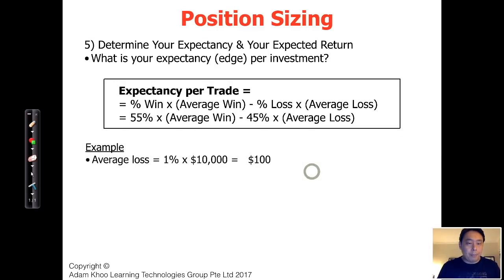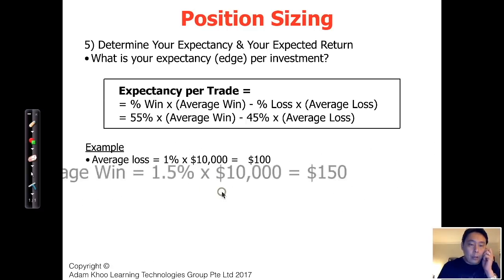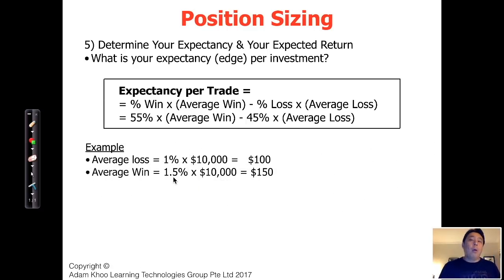So let's take an example. Let's imagine you risk 1% per trade. So your average loss would be $100, right? 1% times 10 grand. And your average win would be 1.5%, right? Because you're risking 1 to make 1.5 in Forex, remember that? So your average win would be $150.